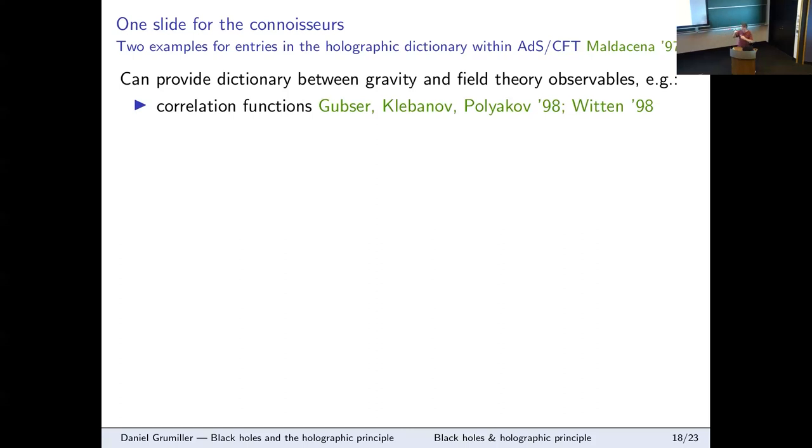You have two different formulations of the same theory in two different dimensions. So that means you should be able to provide a dictionary between quantities you calculate in one formulation and quantities you can calculate in the other formulation, and they should match. And this dictionary was established in a specific context by Gubser, Klebanov, Polyakov, and Witten for so-called correlation functions. So these are certain mathematical quantities you can calculate, and they give you insights about quantum field theoretical observables.